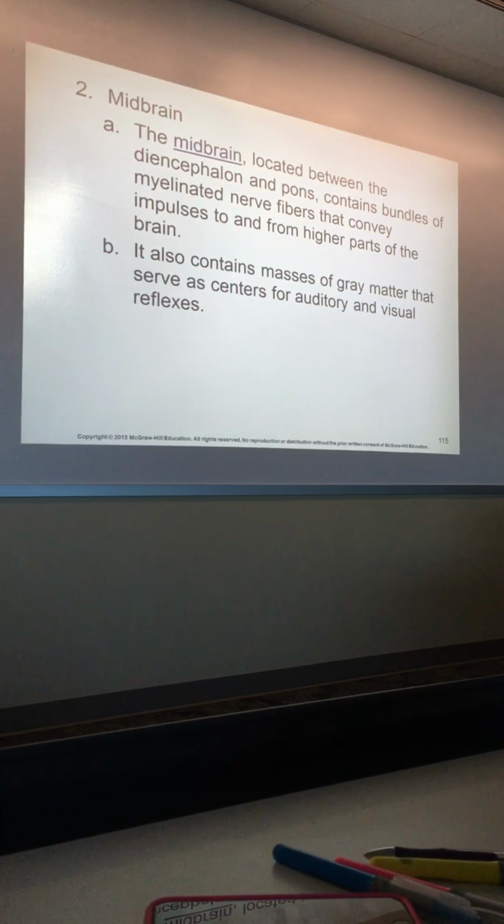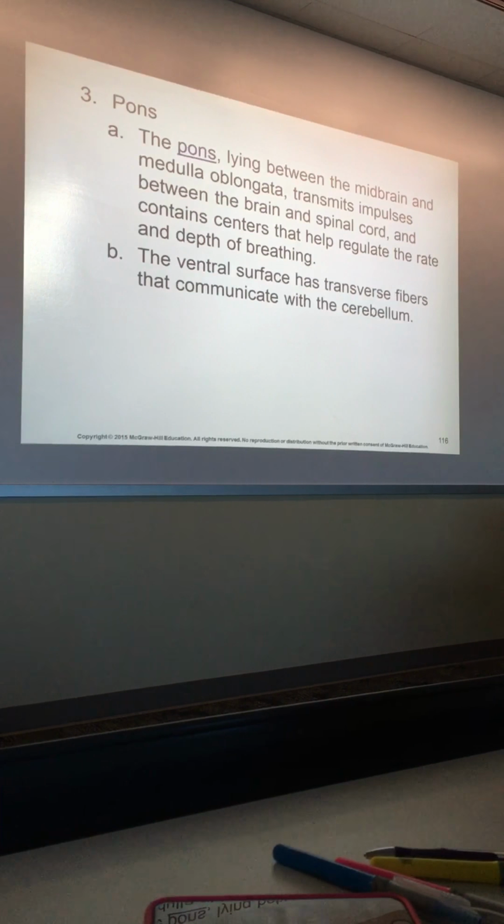If that much is true, we get the chance to look at the midbrain. It's located between the diencephalon and the pons. Contains bundles of myelinated nerve fibers that convey impulses to and from higher parts of the brain. It also contains gray matter that serves as centers for auditory and visual reflexes. Midbrain is exactly what it says. It's in the middle. Then we got the pons.